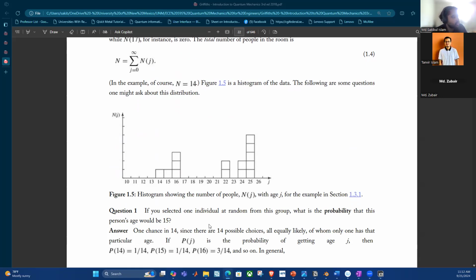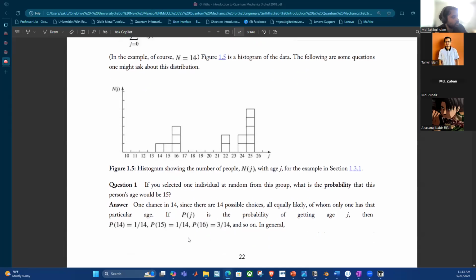So here, if we try to solve this example, probability of j, there are some mistakes actually. Yes, it has some mistakes. I mean, it got confused. They try to solve for 15, but they are explaining all those things. But we can get the overall idea.